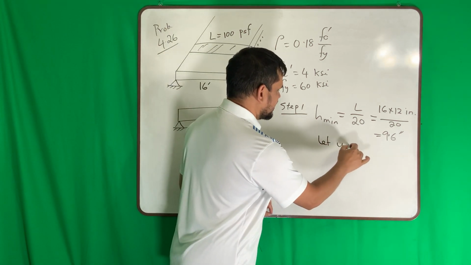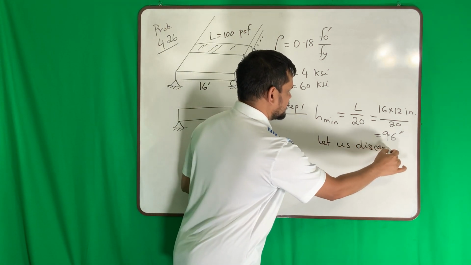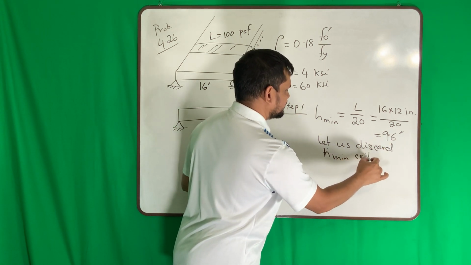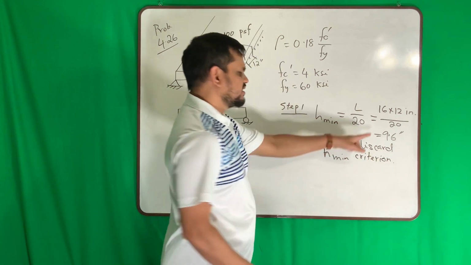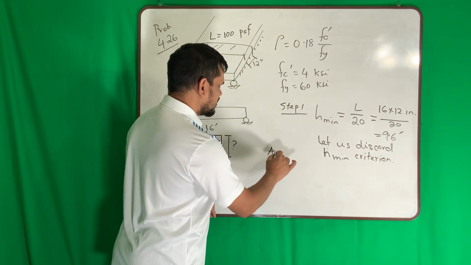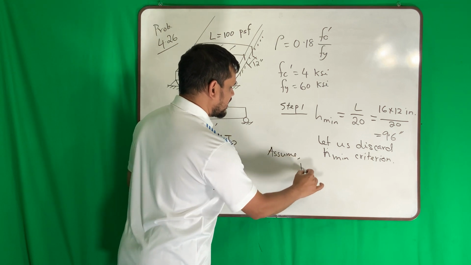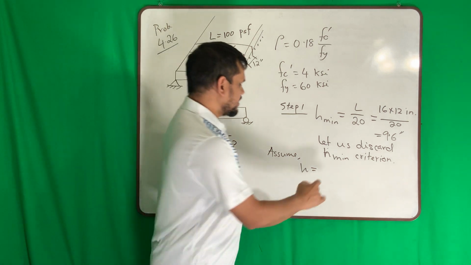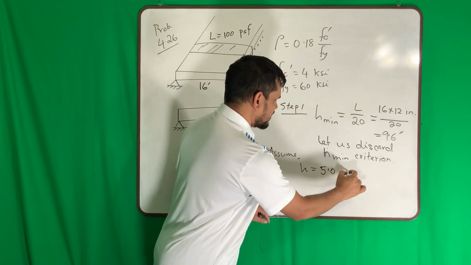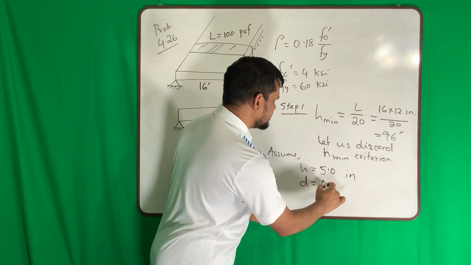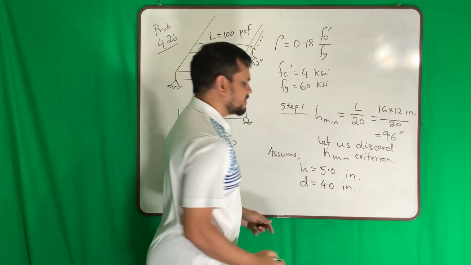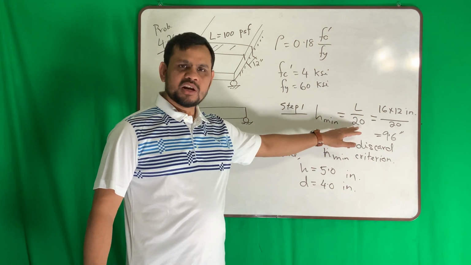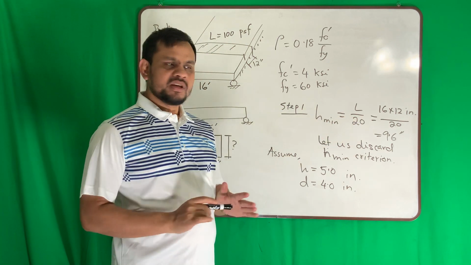But let us discard the h min criterion because it is huge to me. I will assume h is how much? 5 inch, so that my d is 4 inch. Something like that, I will assume that. Let us check whether it works or not. But again, you can continue using this, no problem.